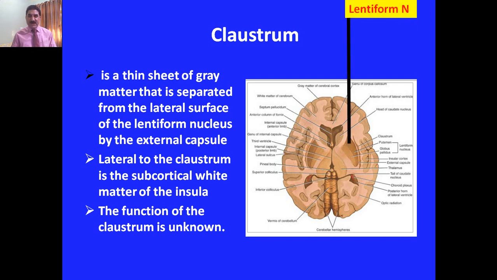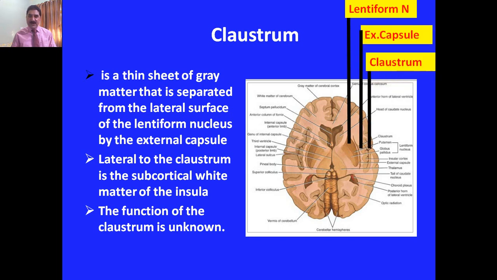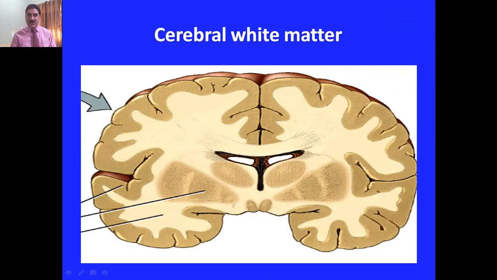So in this section you can see lentiform nucleus. Lateral to lentiform nucleus is the external capsule, and lateral to that is the claustrum. Claustrum is a mass of gray matter whose function is unknown.